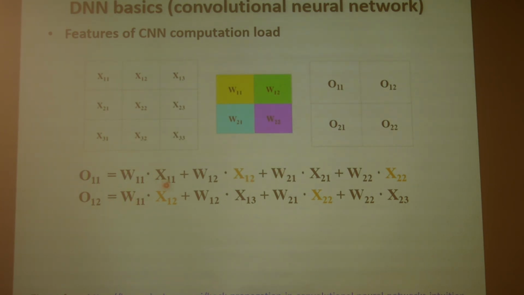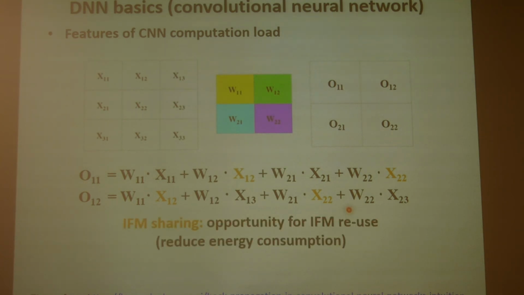Besides, when we are computing different output neurons, we notice that part of the input features are the same. For example, 011 and 012 both use two input features, x12 and x22. This is called input feature map sharing, and it also reduces the energy consumption of fetching the input feature map many times.